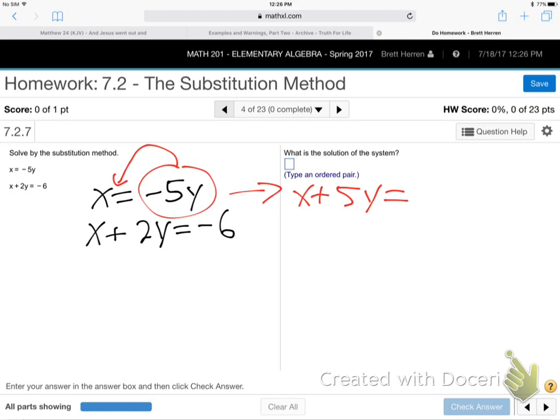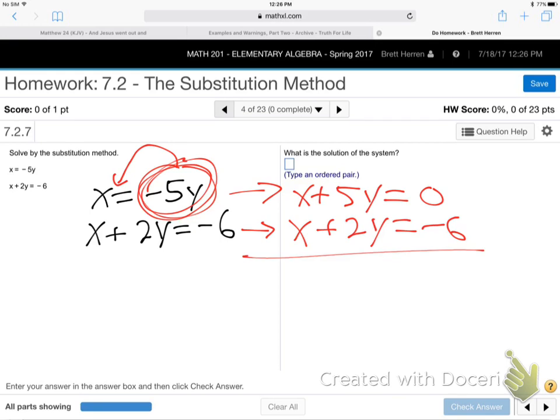Now there's nothing left over here when he leaves. 0. Everybody good? And the bottom one, no change. X plus 2y is minus 6. Is that good? I just jumped that minus 5y over to become plus 5y. Now things are lined up. X's, y's, numbers. Now, what do I have to do? If I add them right now, they're not going to eliminate. What do I have to do to make them eliminate?